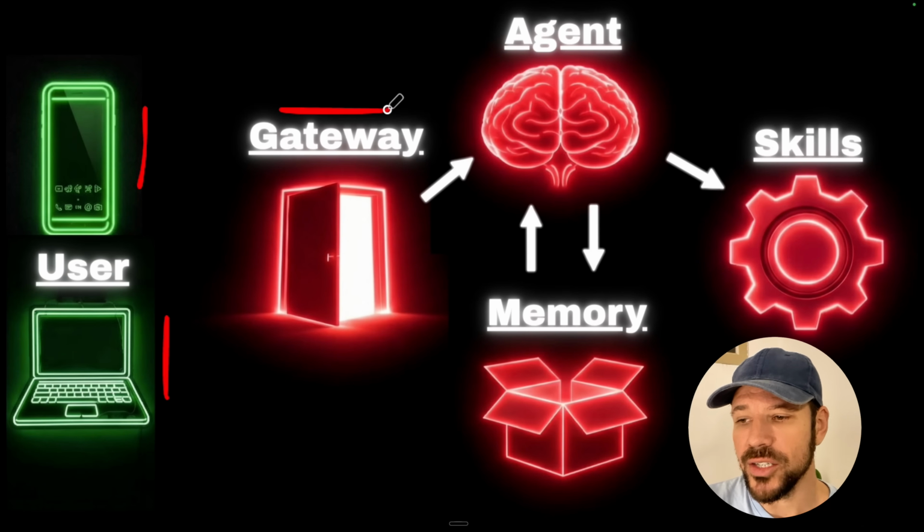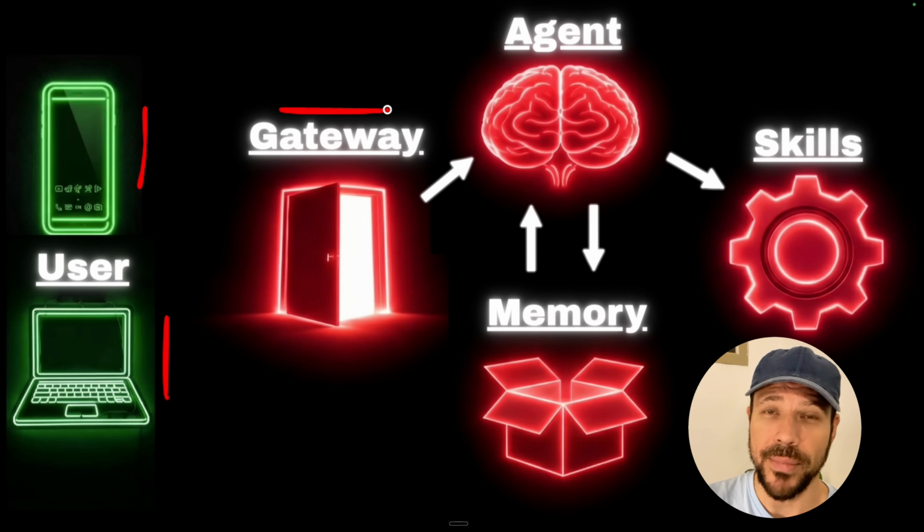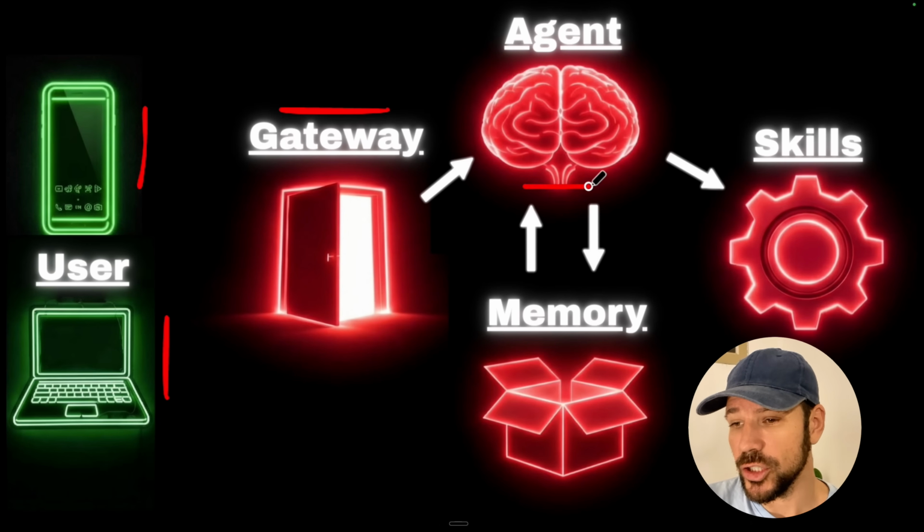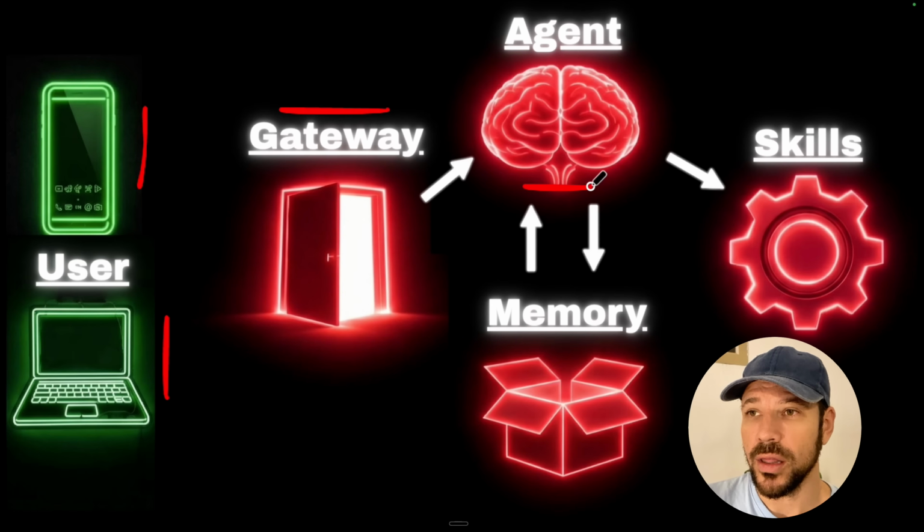So the gateway is where you talk to your AI. This is essentially how you communicate through it. And you communicate to the AI through messaging platforms like Telegram, WhatsApp, Discord, and iMessage. The agent is essentially the brain. This is what thinks. This is the thinking part of the AI agent.